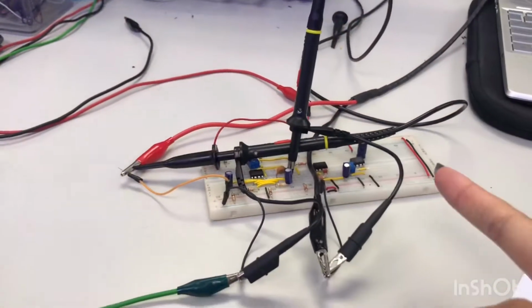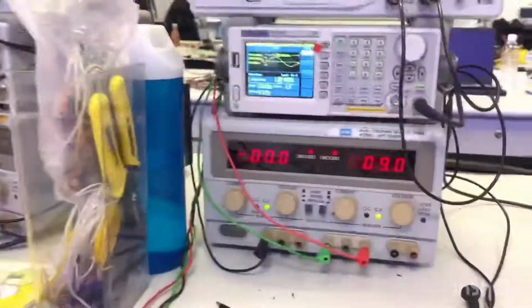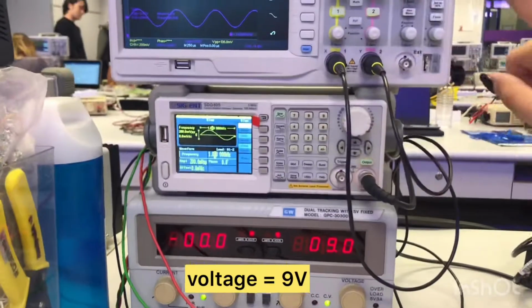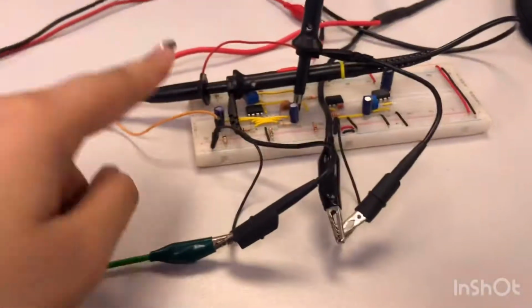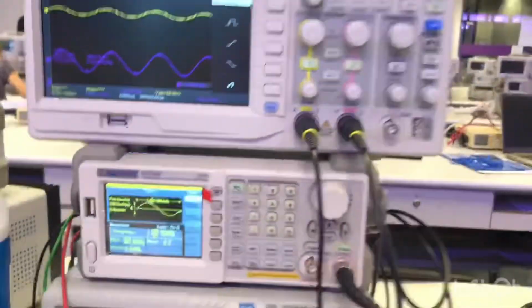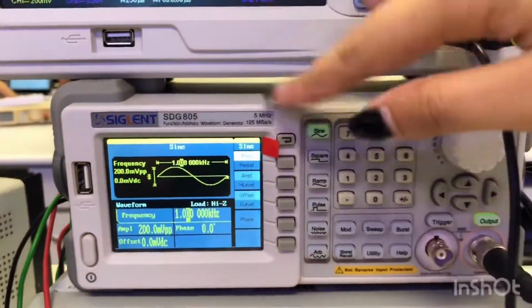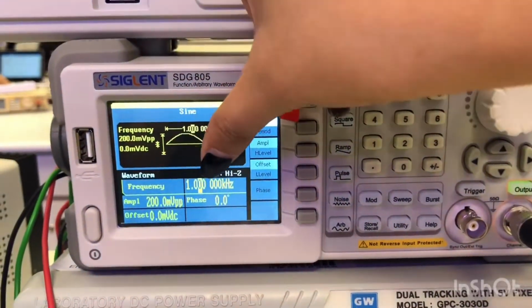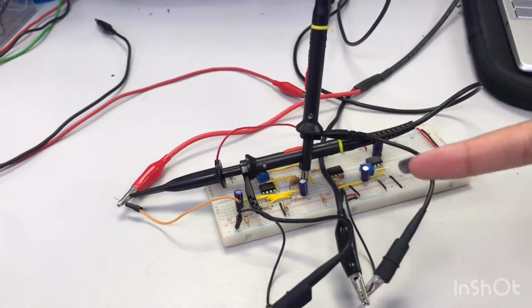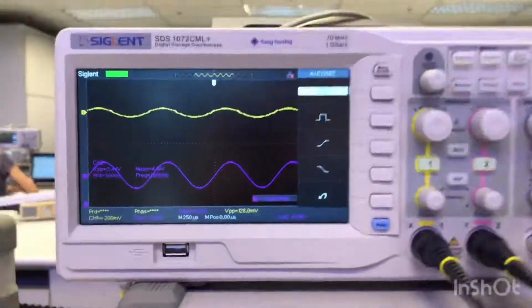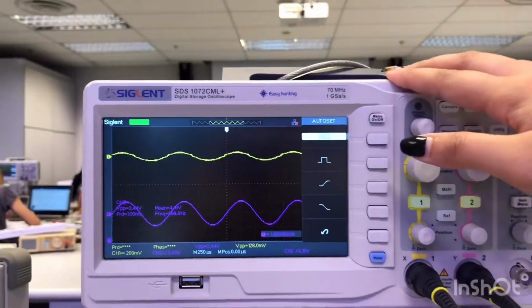So this is my circuit. It is currently connected to a dual power supply at 9 volt, the function generator and the oscilloscope. For channel 1, it is connected to the function generator and the input of my circuit. It is at 1 kHz and 200 mV peak to peak. And channel 2 is connected to the oscilloscope and the output of the circuit.